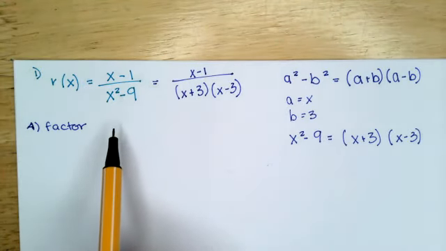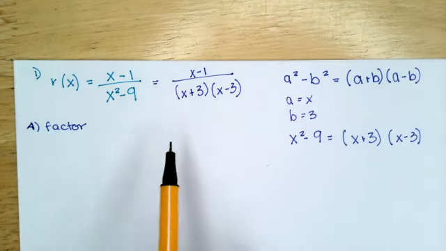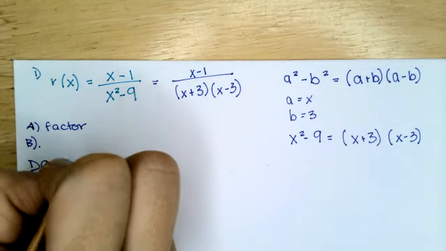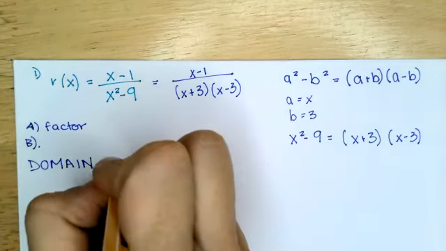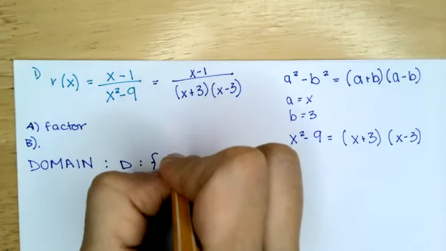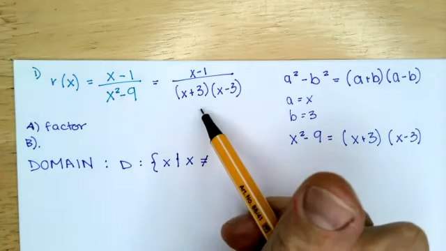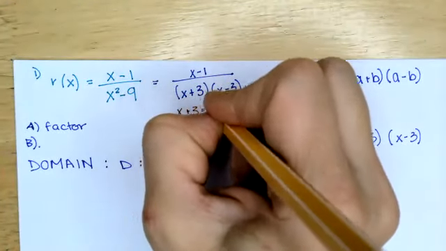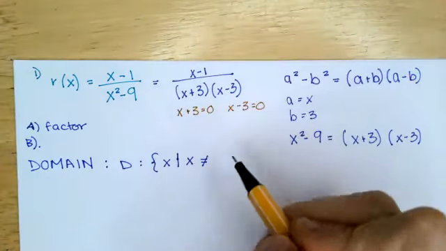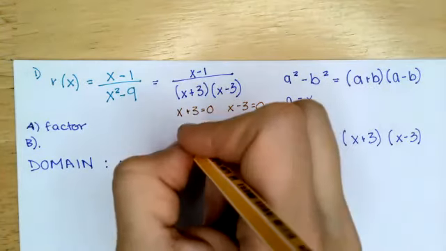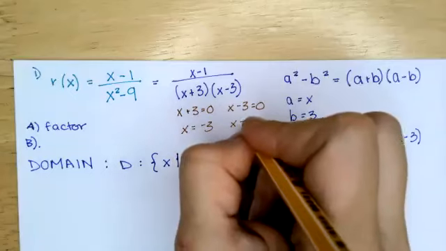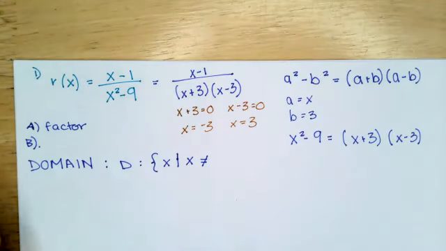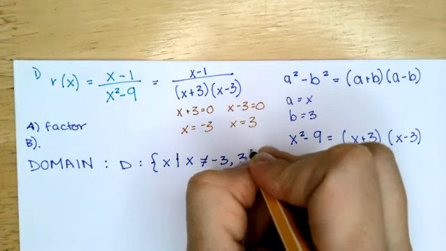When you're talking about domain and you're talking about vertical asymptotes, it's nice to be in factored form. So find the domain. The domain is x such that x cannot be something. What is it? Here we have x plus 3. And remember, you can set them each equal to 0. x plus 3 is 0 and x minus 3 is 0. If either of these are true, our denominator becomes 0, right? And that's a problem. So in this case, x is negative 3. In this case, x is a positive 3. In either of those cases, our denominator would be 0. So our domain must say that x cannot be negative 3 and x cannot be 3.